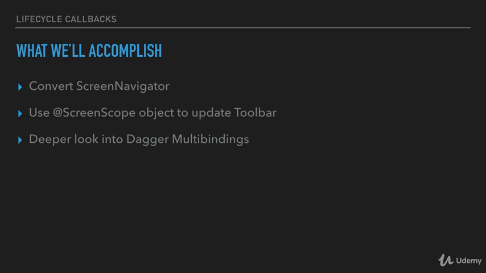We will take advantage of these new tasks more in future sections, but the things we'll cover in this section are converting our screen navigator implementations to be self-reliant as activity lifecycle tasks, and we will also create objects to handle the toolbar setup for each of our screens, and then we'll look a little bit more into Dagger multi-bindings and how we use them.